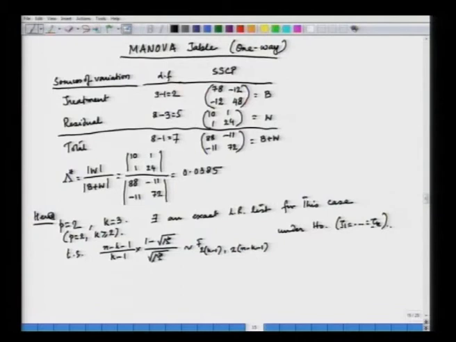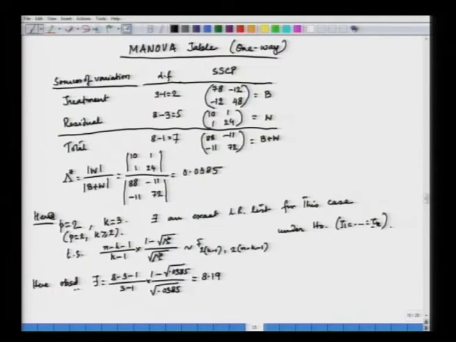So here the observed value of the test statistic F is nothing but 8 minus 3 minus 1 by 3 minus 1, and then we have calculated this Wilks lambda. So this is nothing but 1 minus root of 0.385 by root of 0.385. This is giving me the value 8.19.